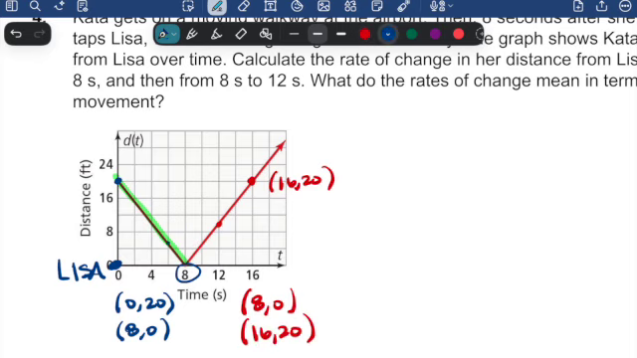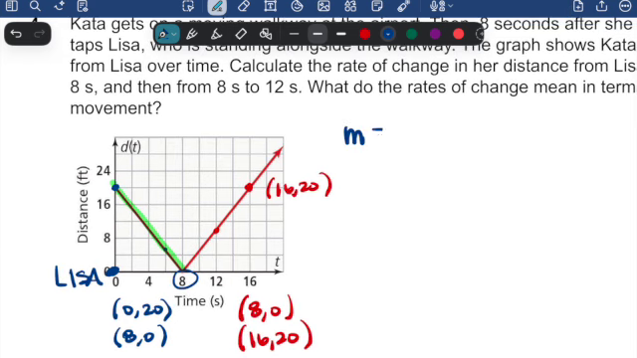So we have 2 rates of change to calculate, or 2 slopes to calculate. Let's do the first one. 0 minus 20 over 8 minus 0 is negative 20 over 8. That is negative 2.5. Does it make sense that we have a negative slope? Yes, we are decreasing our distance. We're getting closer to Lisa.